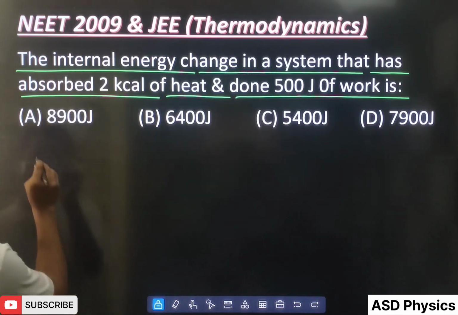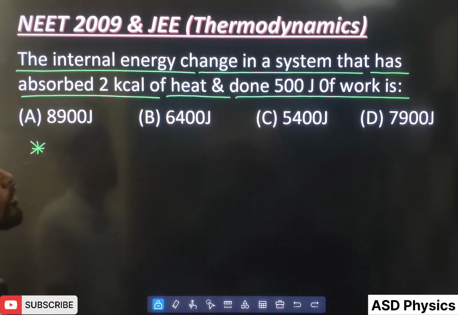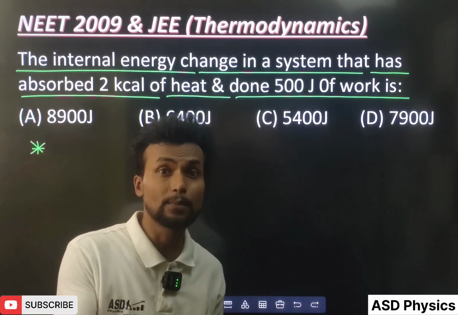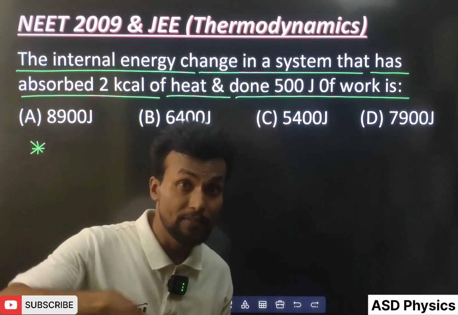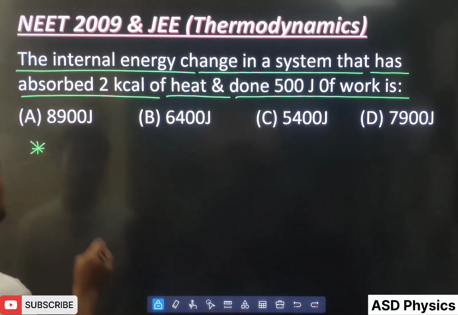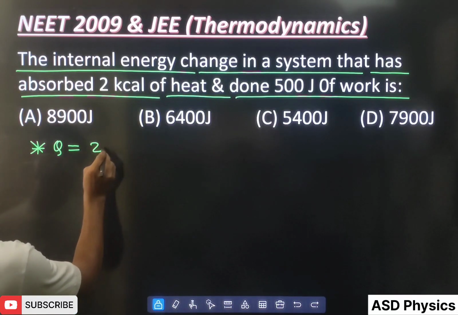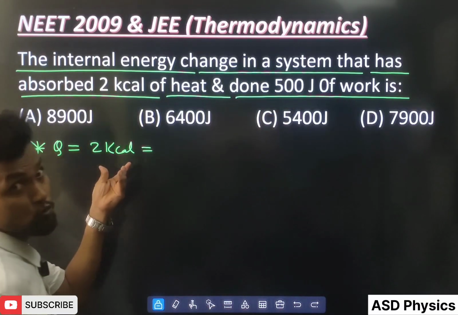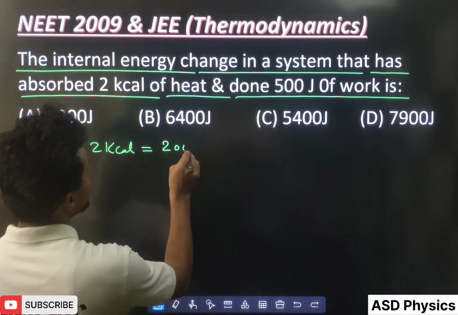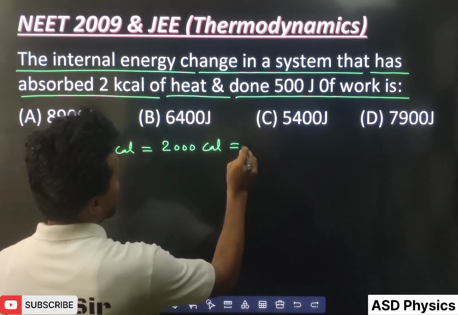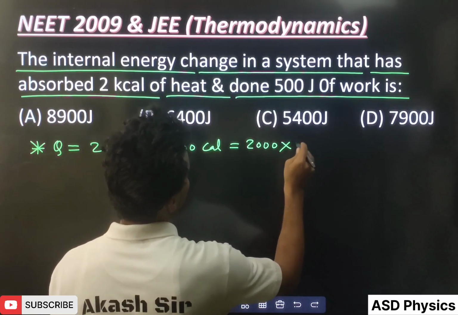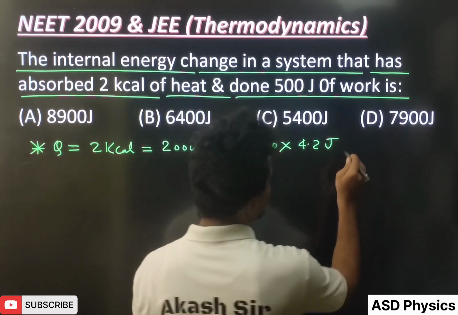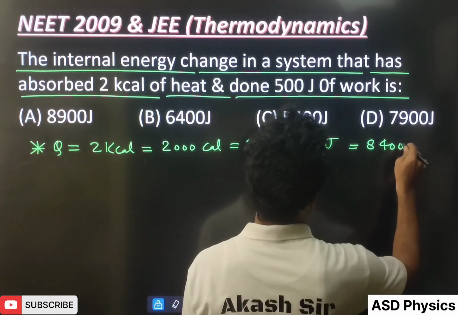Remember that here, if I talk about all this data, how much heat has been absorbed? 2 kilocalories. When the system is absorbing heat, we will take it positive. If it is releasing heat, we will take it negative. So heat absorbed here is 2 kilocalorie. Now see, this is kilocalorie and this is joule, so we have to convert it into joule. 2 kilocalorie means 2000 calorie, and 1 calorie means 4.2 joule. So 2000 into 4.2 comes to 8400 joule.